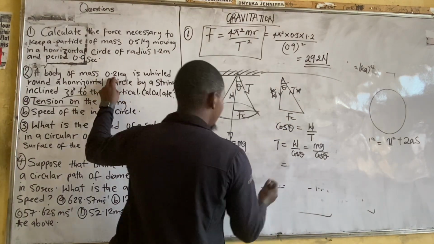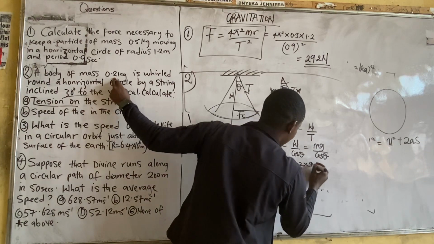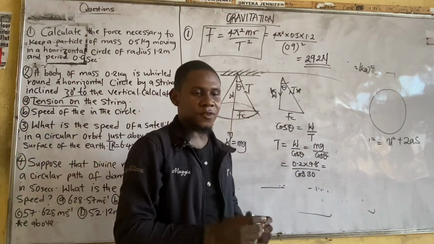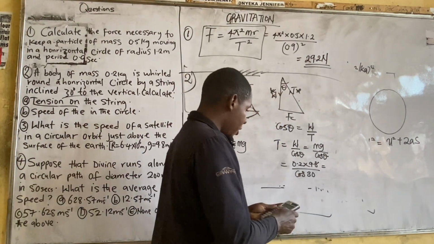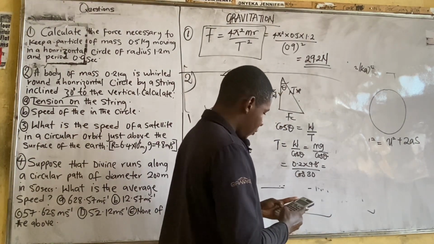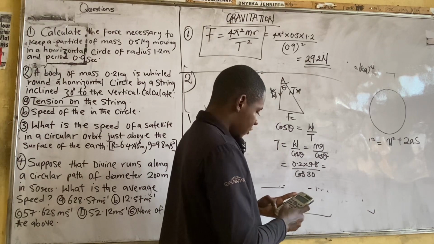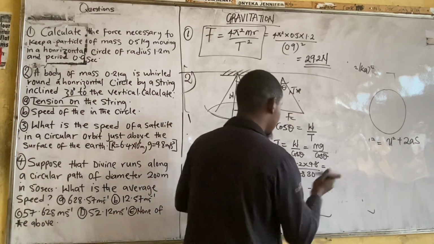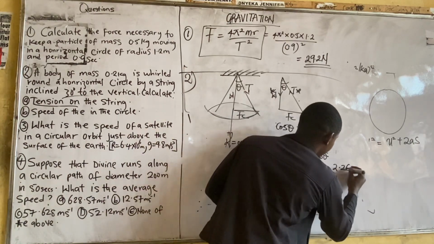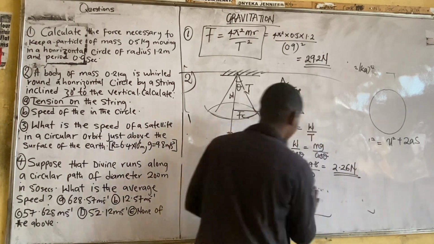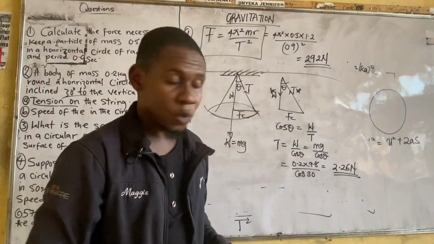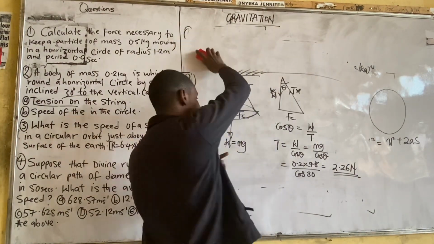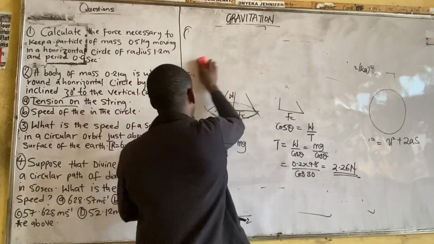What is the weight here? The mass is 0.2 times 9.8, over cos 30 degrees. Cos 30 is 0.866, you remember? If we have 0.2 times 9.8, divided by cos 30, that will give us 2.26 newtons. Alright, so let's look at the third question. You understand it?